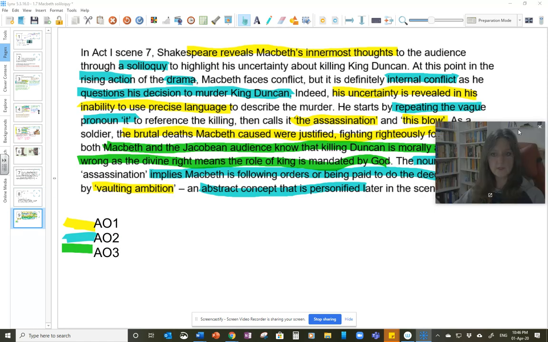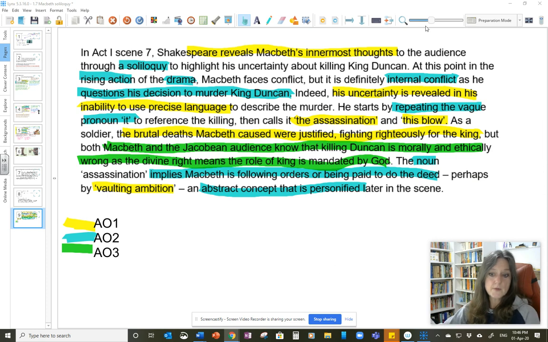Okay, so here we go. This is where I saw myself using AO1, AO2, and AO3. So AO1, I'm putting my argument together in a critical style. Shakespeare reveals Macbeth's innermost thoughts. So I'm starting off my argument to highlight his uncertainty. So I'm starting my argument there.